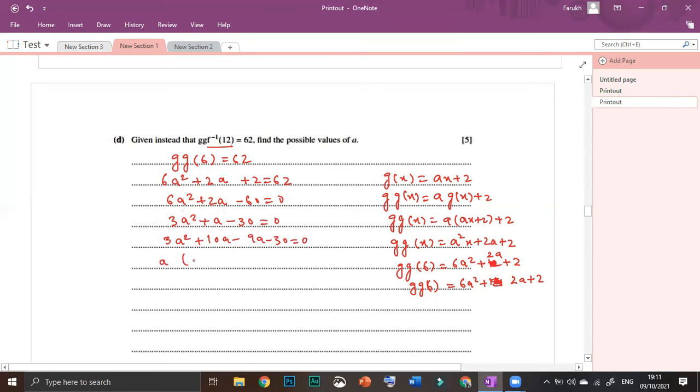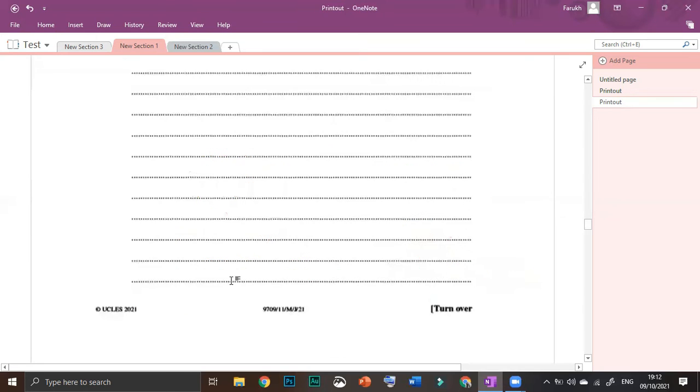a into 3a plus 10 minus 3 into 3a plus 10 is equal to 0. 3a plus 10, a minus 3 is equal to 0. Here we have a is equal to minus 10 by 3 and a is equal to 3. These are the two answers. Now we will move to the next question.